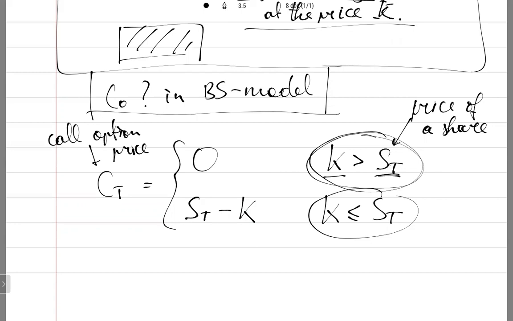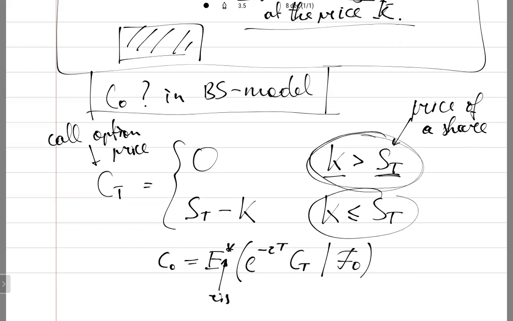And now everything is easy. We know that in the framework of the Black and Scholes model, how can we calculate the price of any asset? We can just calculate the expected value, star, of the discounted value of the future price given current information, using this special risk neutral probability measure. Okay. So this is the risk neutral probability from Girsanov's theorem.